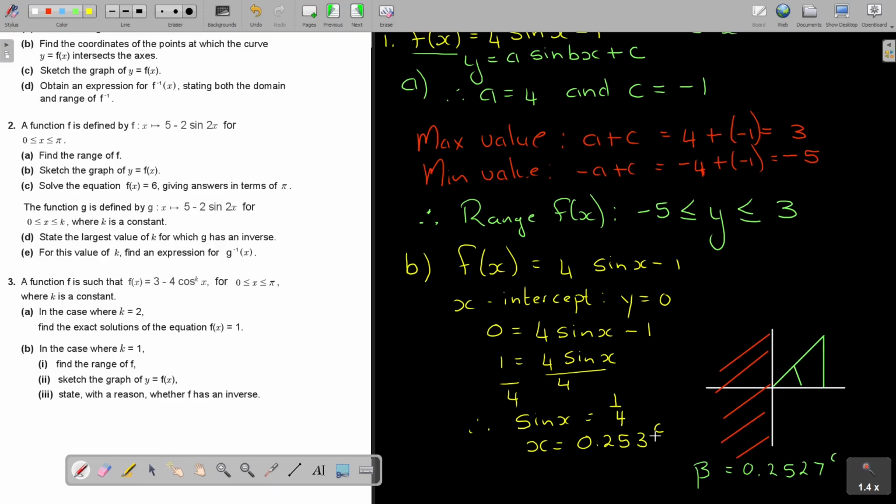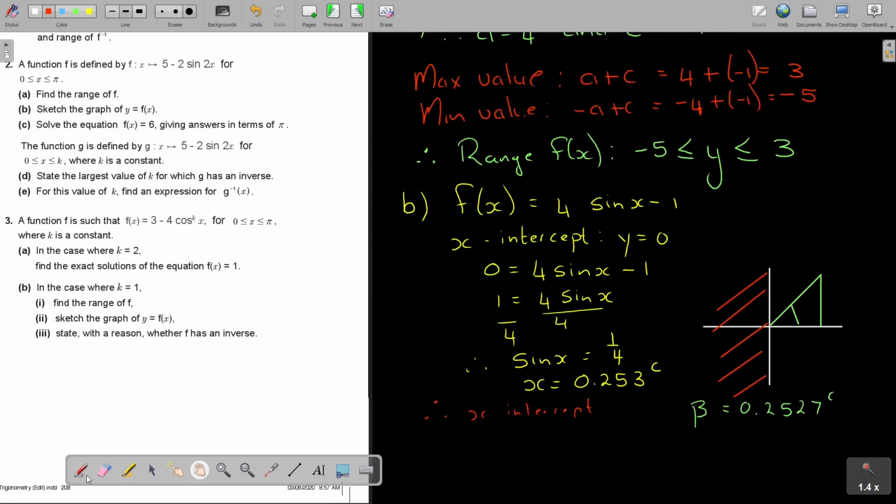Read the question. Find the coordinates of the points of intersection. So therefore, the coordinate, let's just call it x-intercept, and I'm going to move it up. This is going to be 0.253 and it cuts the y-axis at 0. So there is the x-intercept.